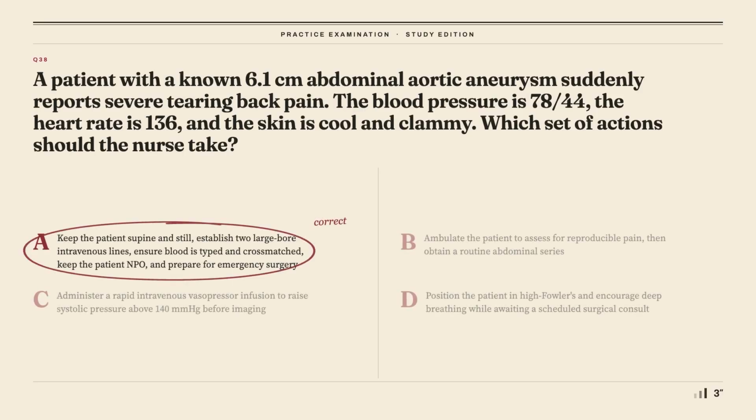The correct answer is A. Keep the patient supine and still. Establish 2 large bore intravenous lines. Ensure blood is typed and cross-matched. Keep the patient NPO and prepare for emergency surgery.